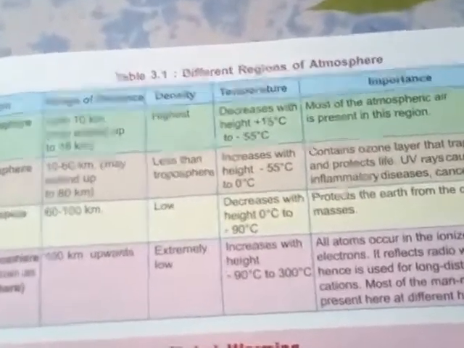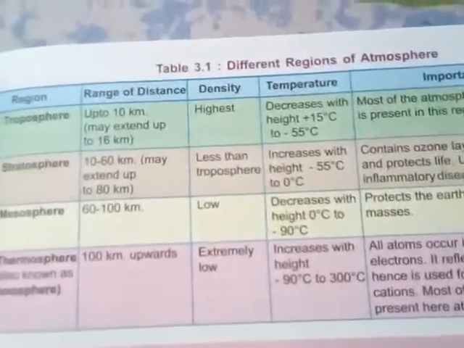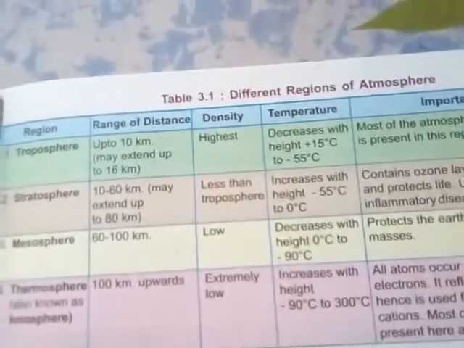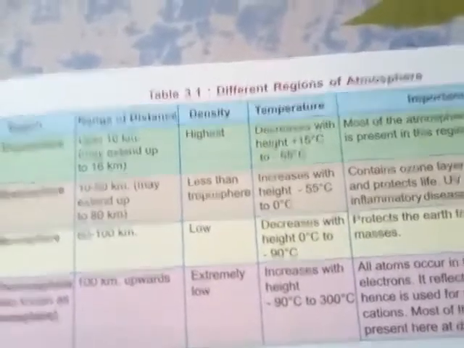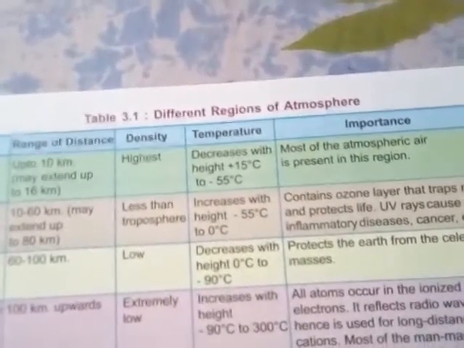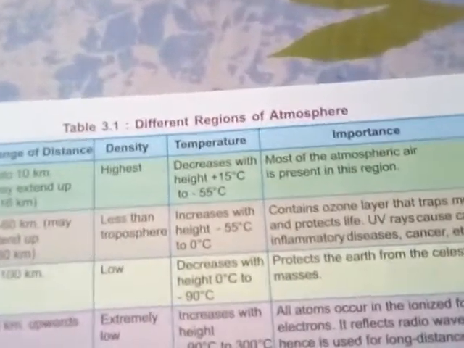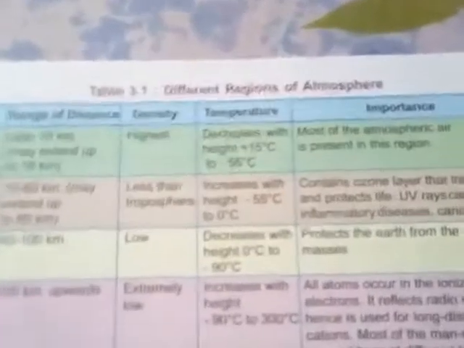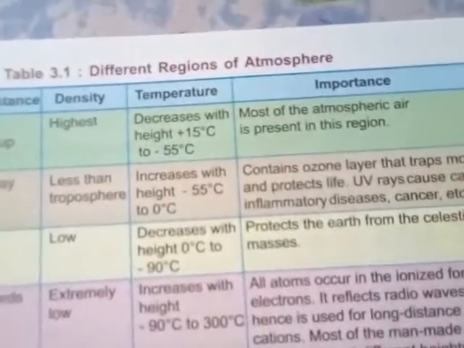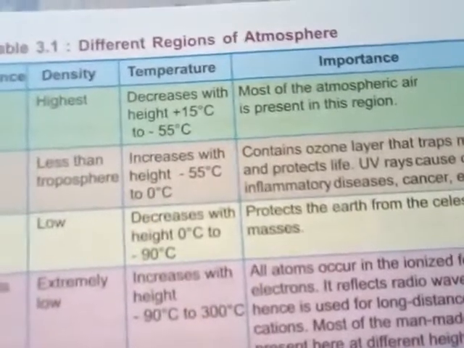After the troposphere, the next region is the stratosphere. The stratosphere extends from 10 to 60 kilometers, and may extend up to 80 to 82 kilometers, and its density is less than the troposphere. The main purpose, or importance, of the stratosphere is that it contains the ozone layer, the ozonosphere. This ozonosphere protects us from the very harmful UV rays and saves our life, because UV rays are very harmful and can sometimes cause diseases like cancer.